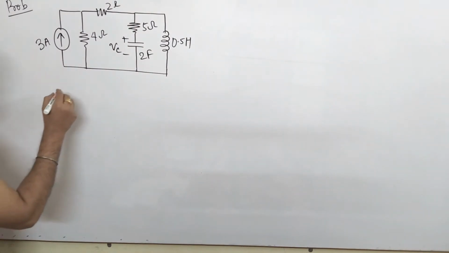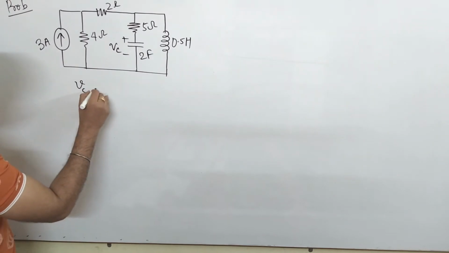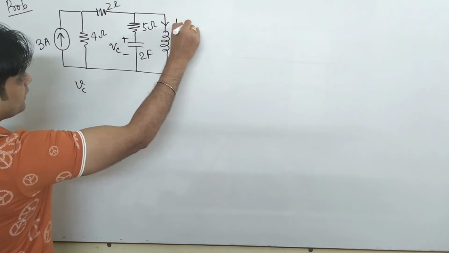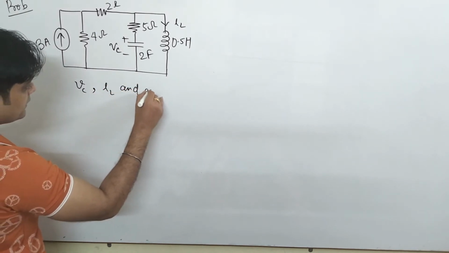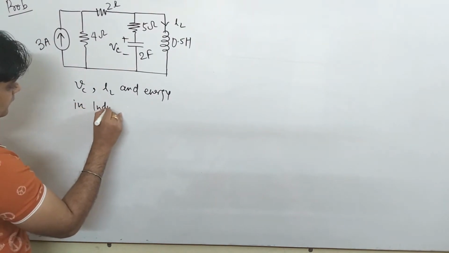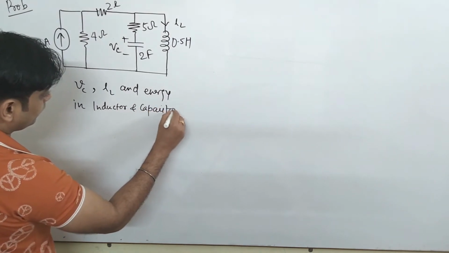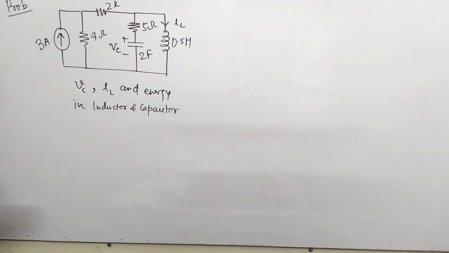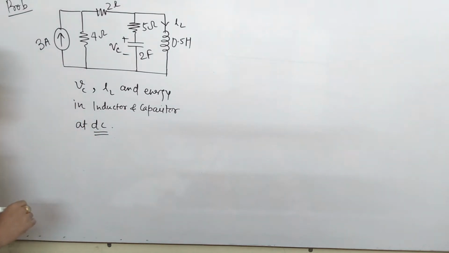Now friend, this is your next problem. In this problem you have to find the value of VC. This current is your IL. You have to find VC, IL and the energy in both inductor and capacitor at DC. And this is your 3 ampere current.